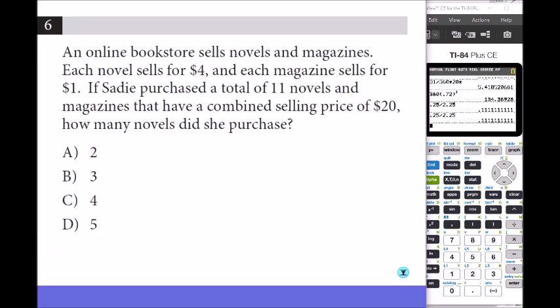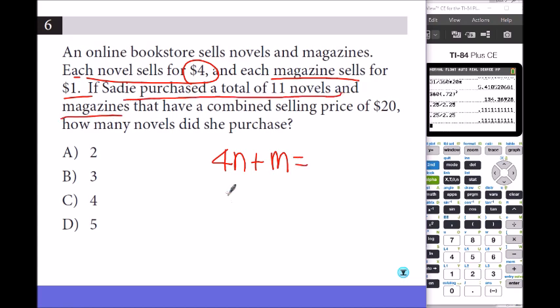Number 6. An online bookstore sells novels and magazines. Each novel sells for $4, so 4N plus, and each magazine sells for $1, so that's M. And they purchased a total of 11 novels and magazines, so N plus M equals 11. And the combined selling price was 20. Now the question is, how many novels did she purchase? So you're looking for N.